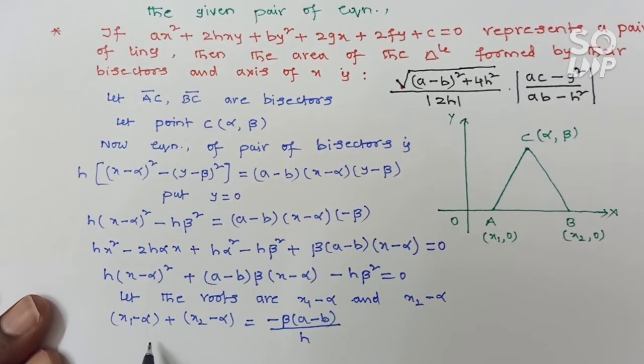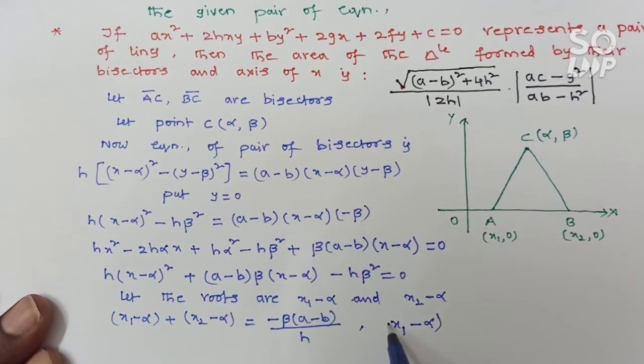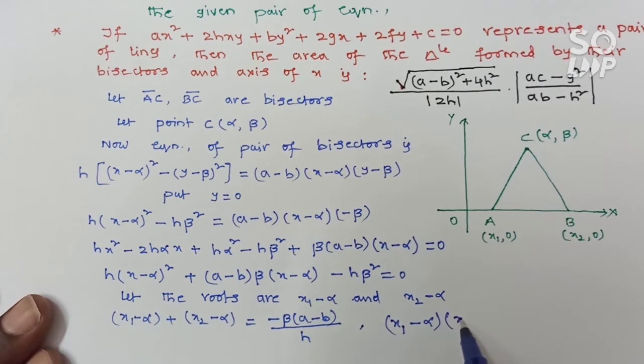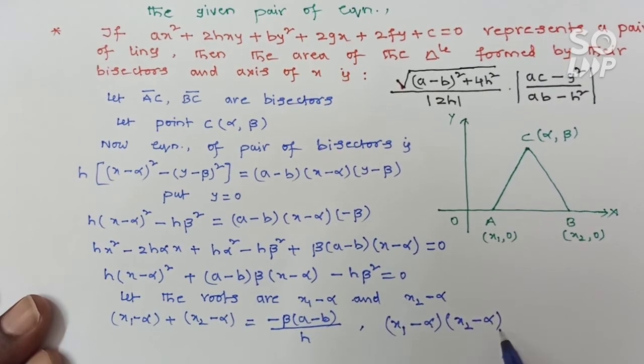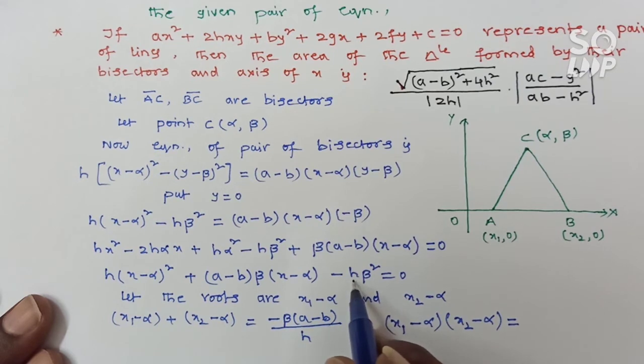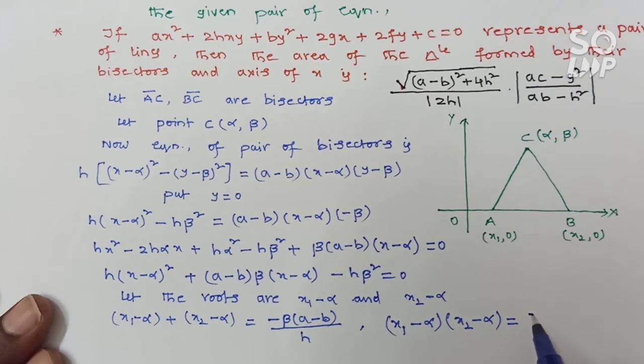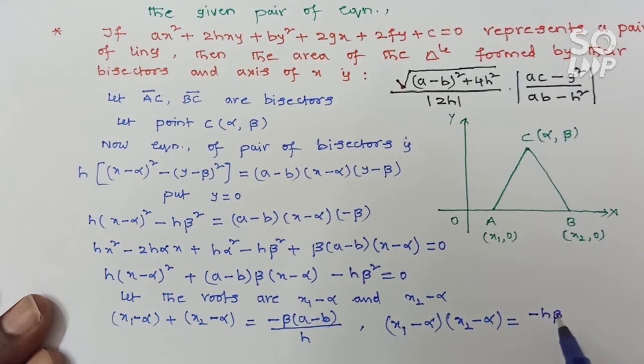And next, product of the roots. What is the product of the roots? That is x1 minus alpha into x2 minus alpha is equal to c by a. What is that c value? Minus of h into beta square by h. So here minus h into beta square by h, that is equal to minus beta square.